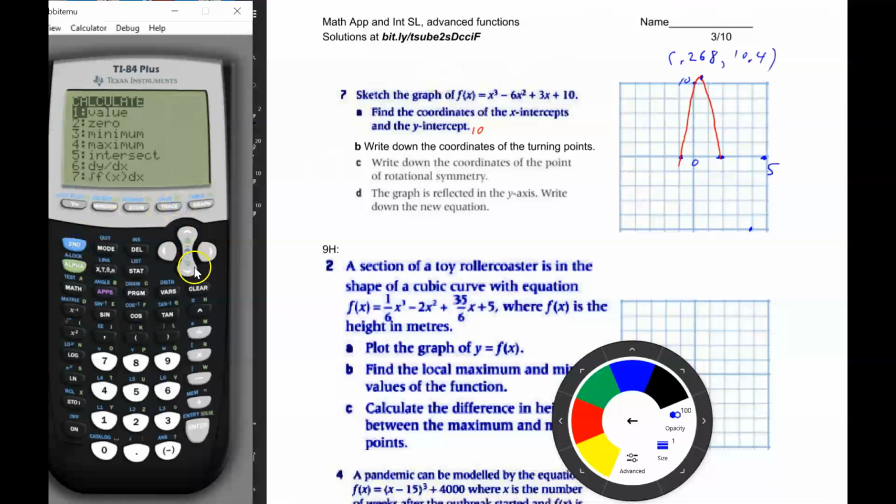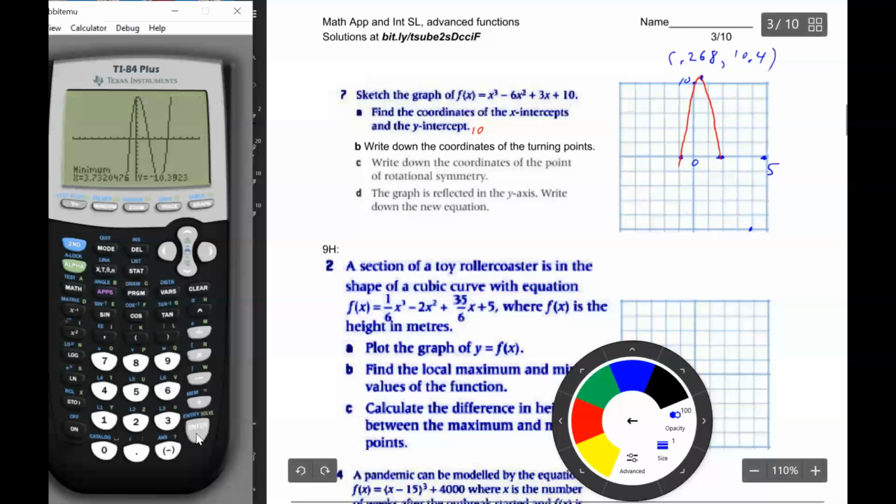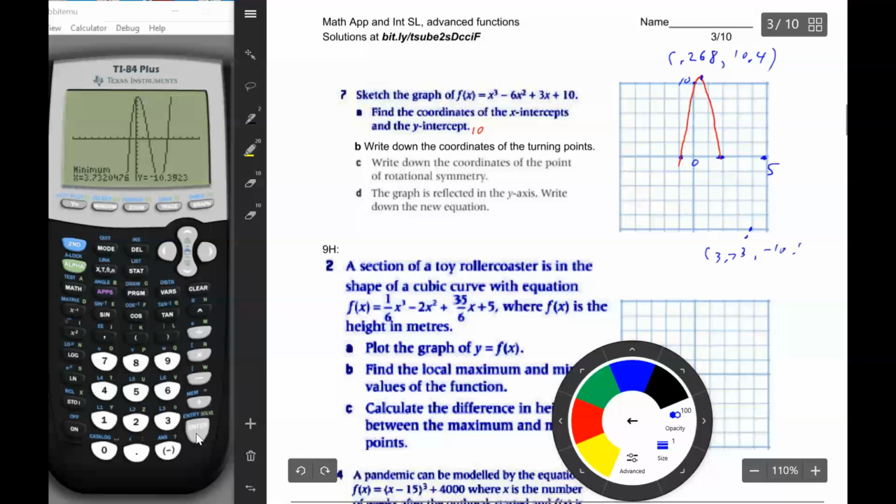Let's find the minimum. Second calc minimum, which is number 3. And then we'll put the left boundary here on the left side of the valley. And then we'll put the right boundary here on the right side of the valley. To guess. And the answer is 3.73 comma negative 10.4. That's about here. So 3.73 comma negative 10.4. So if we were going to graph that, it looks kind of like that. Okay? Alright.